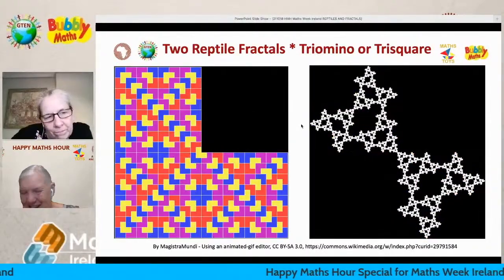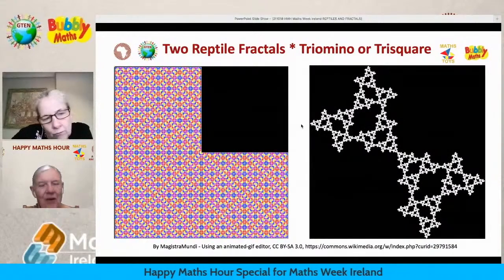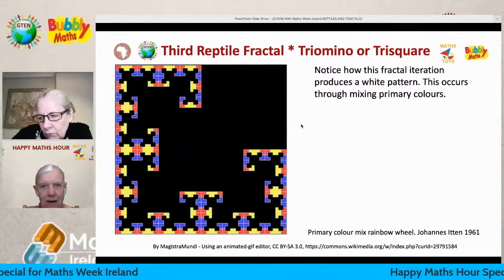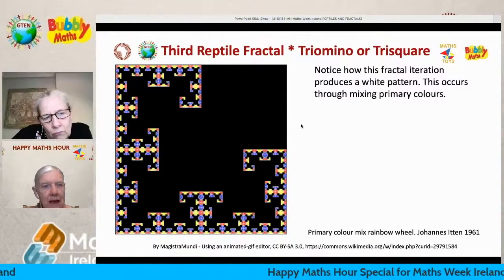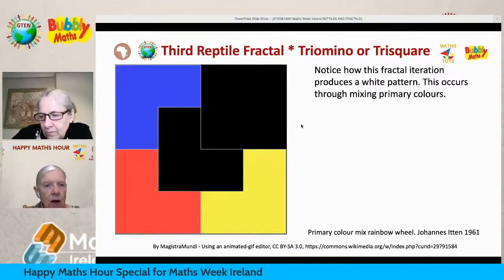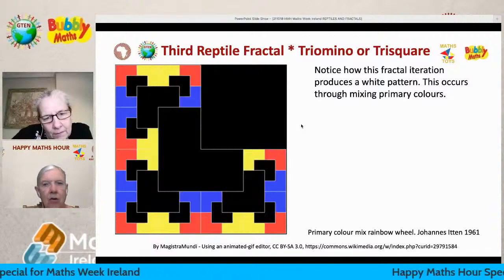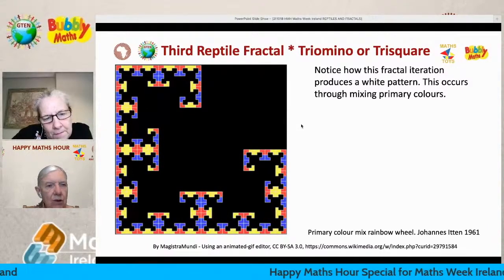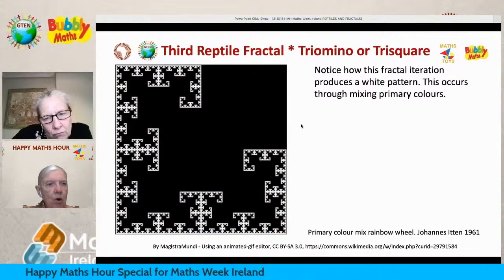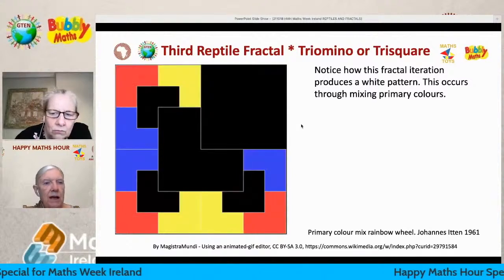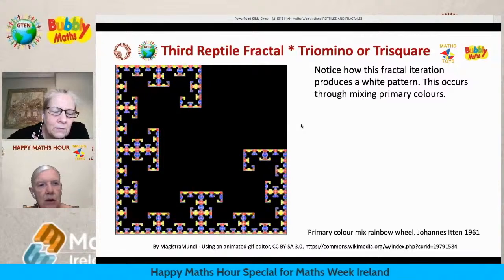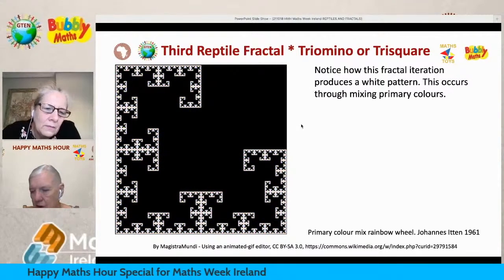Here's a question. Why does this one go white? Now here's an answer. It's mixing colours. It's to do with what we just mentioned: you get more and more colours in there, and so your eye can't detect the difference. You can see the red, blue and yellow at this stage, but as we get more and more copies, they merge and appear white. So this is a third fractal, again made with this triomino, and it goes white because the colours are mixed.